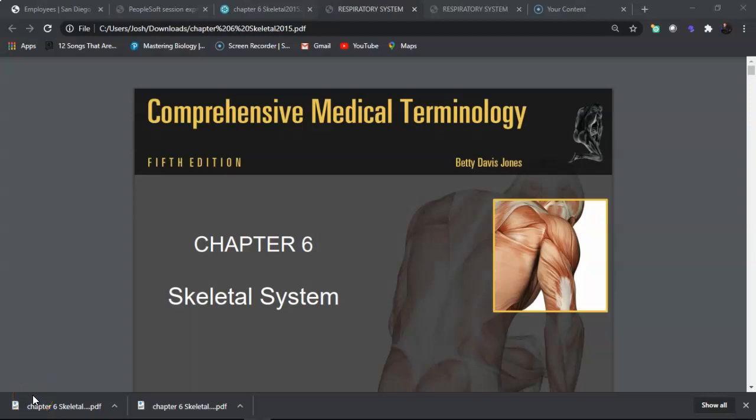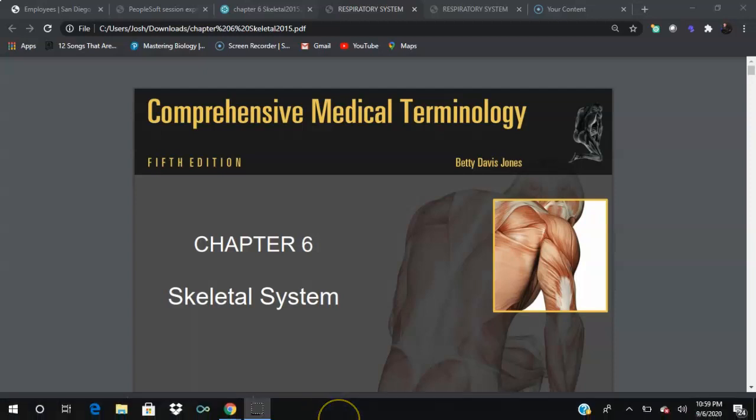Okay, so we're going to cover chapter 6, the skeletal system, and I'm going to break this into two parts. This first part will be primarily on the anatomy of the skeletal system, and then the second video will talk more about the different disease processes and the different kinds of labs and procedures that we would do according to this particular system. Okay, so we'll get started.